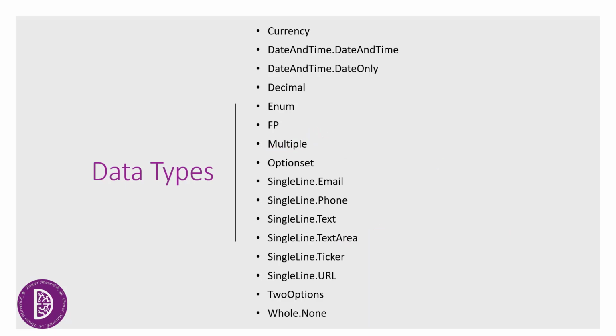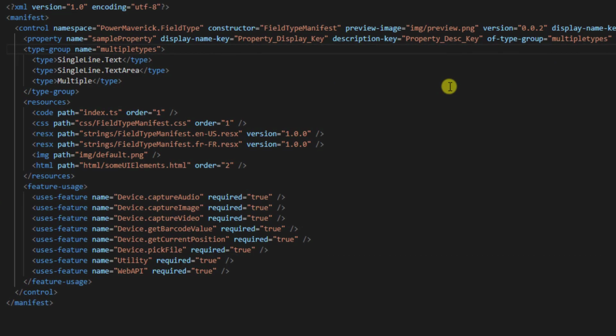Now going back to our control manifest file. Let's say you have a scenario where you want to support multiple data types. In that case, instead of using of-type, you would use of-type-group. An of-type-group would have a name, and this name would come from the type-group tag. The type-group tag has an attribute name, and that name is equivalent to whatever of-type-group name you give. The type-group tag has child elements, and those child elements are type tags, and the type tag would be the name of the attribute we saw earlier.